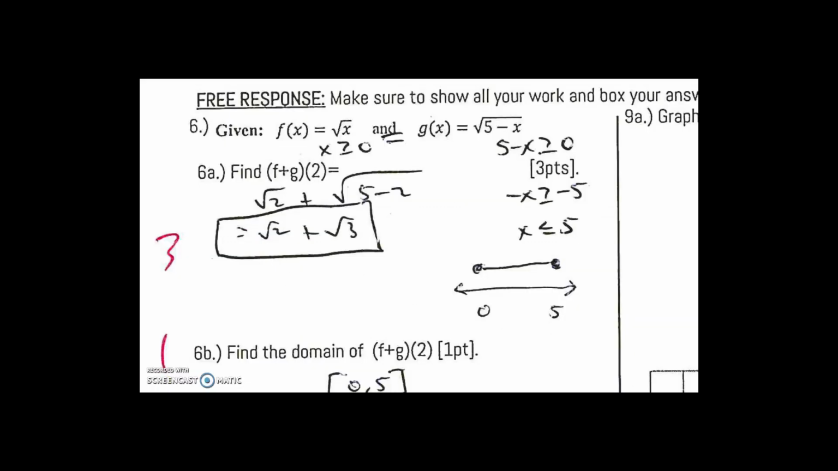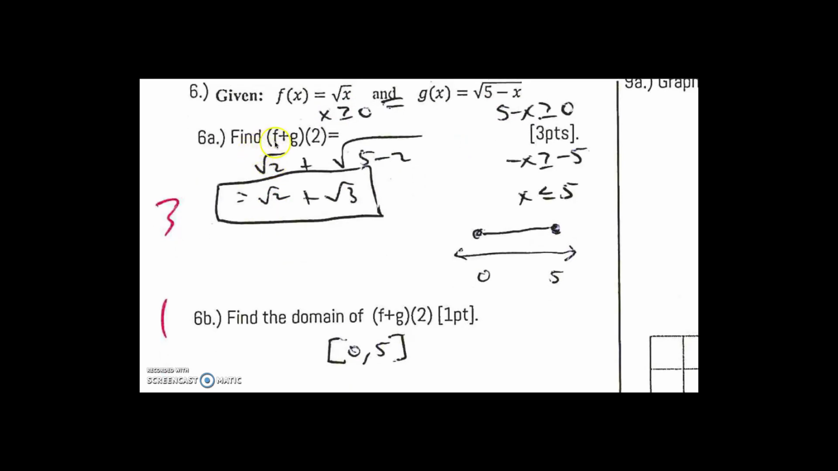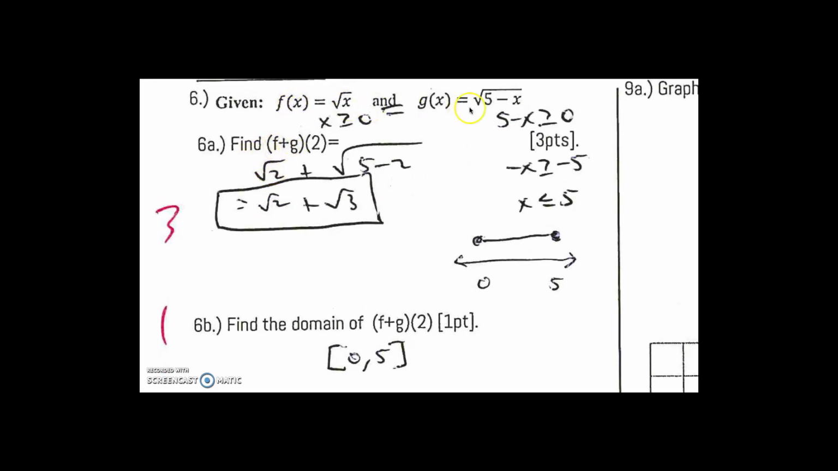So let's go over question number 6. Make sure to show all your work and box your answers. Given number 6, f of x is the square root of x and g of x is the square root of 5 minus x. Number 5, find f plus g. So I need to add these two functions.